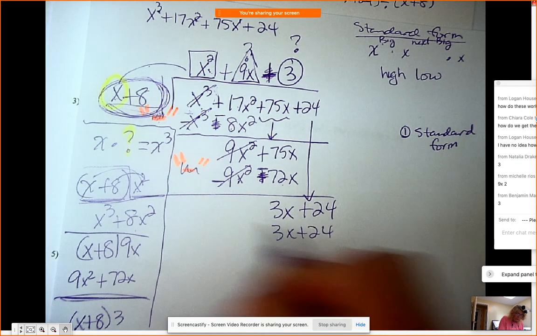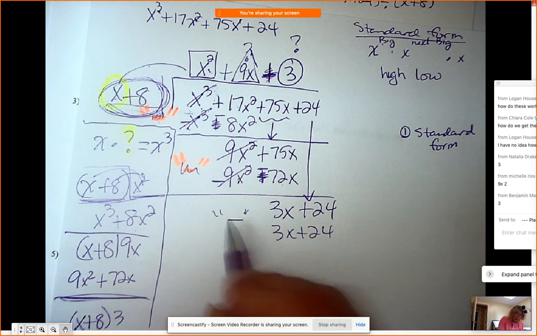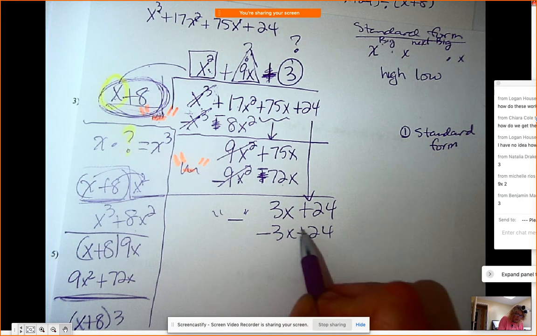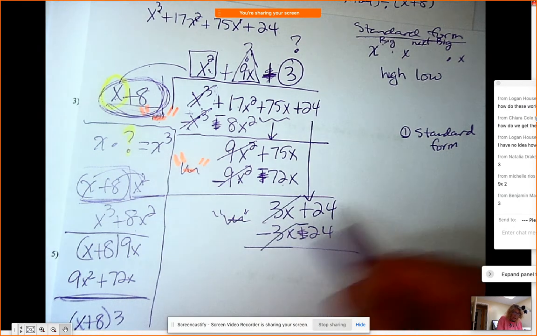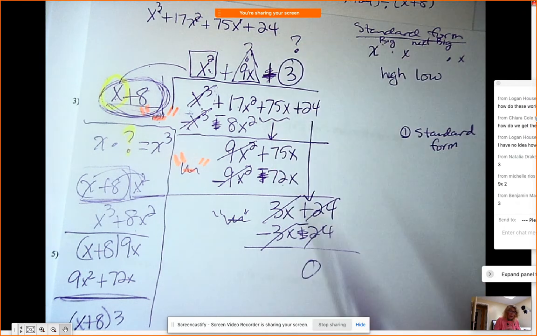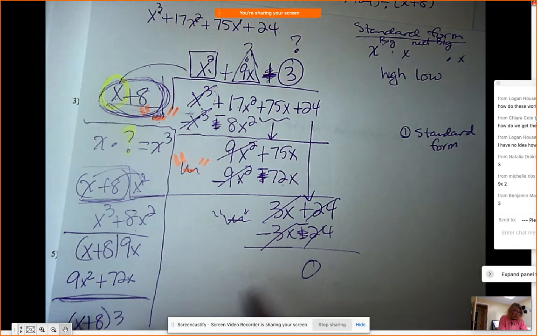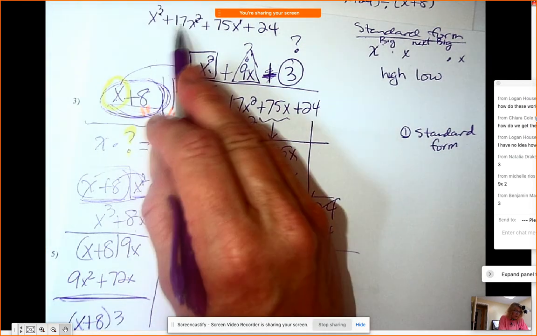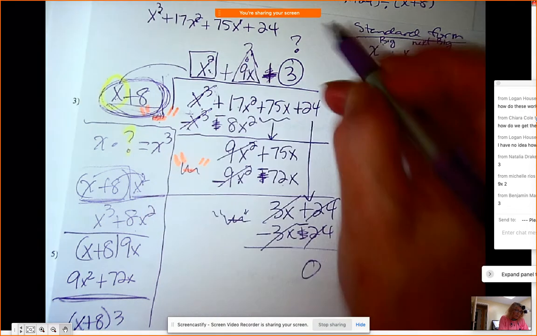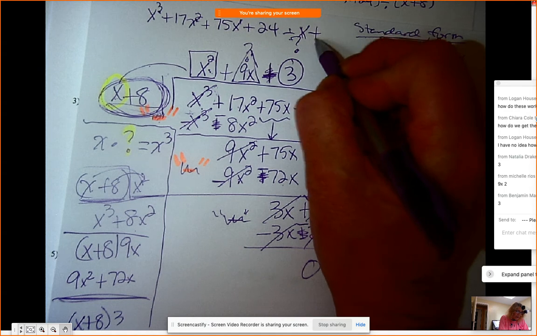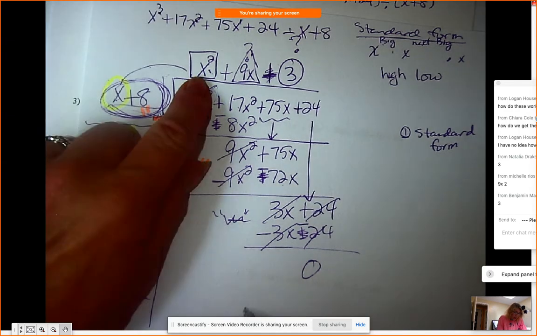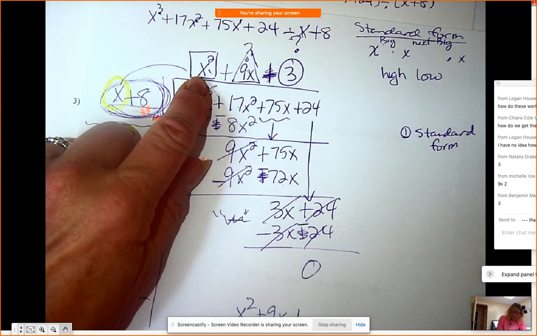Okay, remember, we're subtracting here. So the opposite of positive 3x is negative. The opposite of positive is negative here. So I've dealt with that negativity. When I combine these, I get nothing. So my answer is, when I want to say what is x cubed plus 17x squared plus 75x plus 24 divided by x plus 8, the answer is x squared plus 9x plus 3.